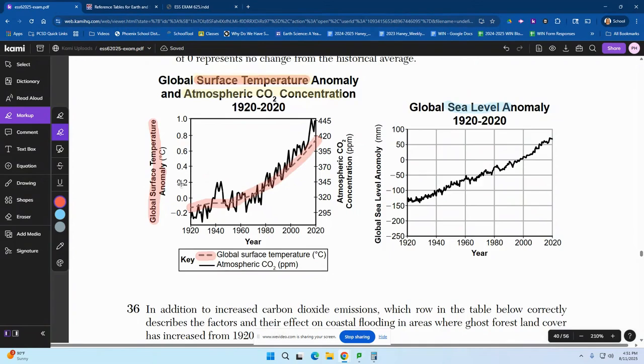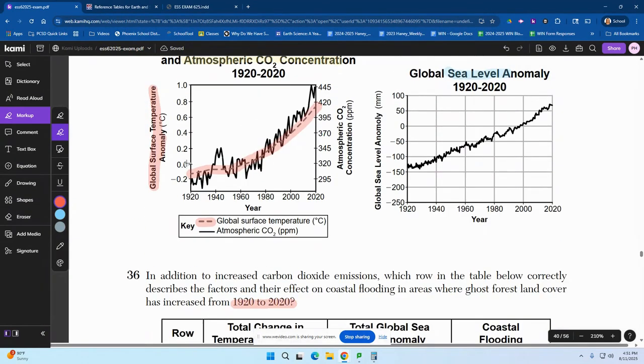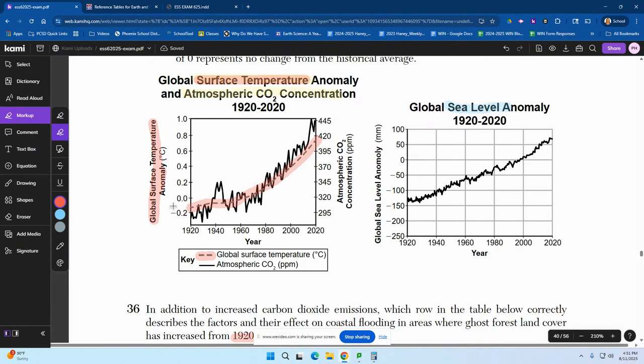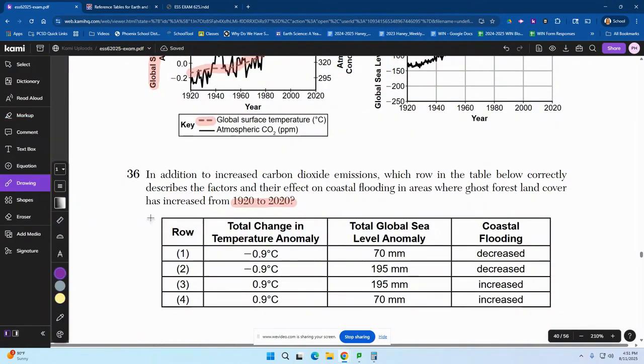So I'm going to say, okay, from 1920 to 2020, I went from about negative 0.1 to positive 0.8 almost. Okay. So I went from negative 0.1 to positive 0.8. Okay, so I changed. Did I go in a positive or negative direction? I went from negative to a positive. So that means my temperature anomaly was positive. So I do not want row 1 or 2 because they have negative values.